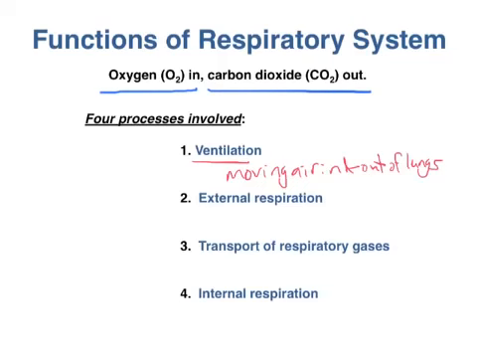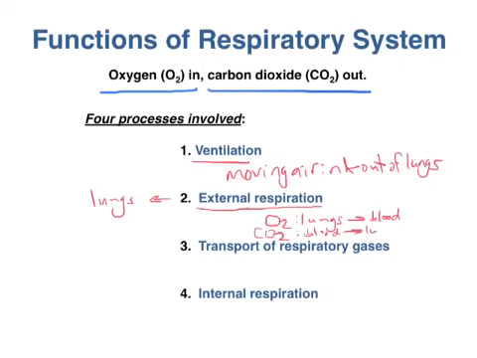Next, you have external respiration. Now, the term respiration, when you're speaking about respiratory physiology, refers to the movement of oxygen and carbon dioxide in and out of the blood. So external respiration is the respiration that happens in the lungs. And so in the lungs, you have oxygen moving from the lungs to the blood, and you have carbon dioxide moving from the blood to the lungs. So external respiration happens at the lungs.